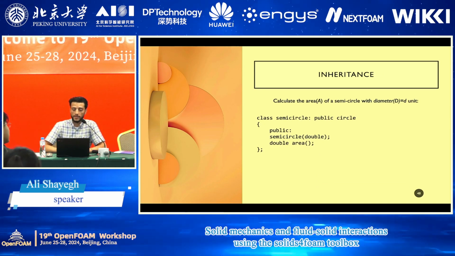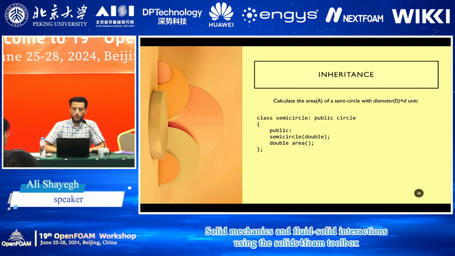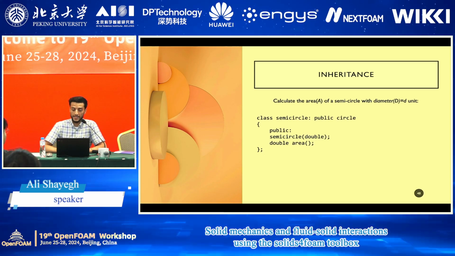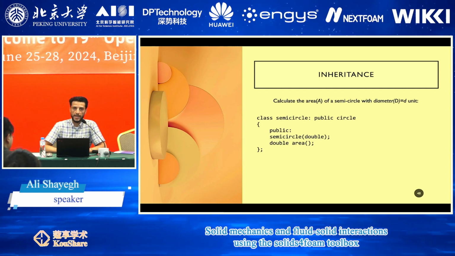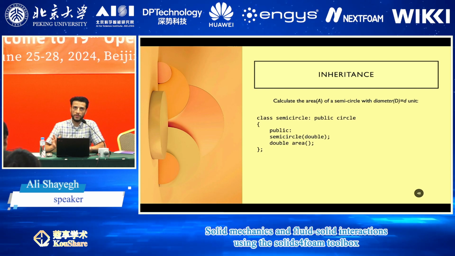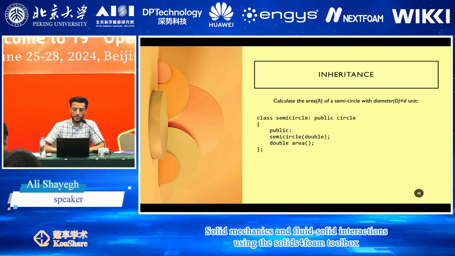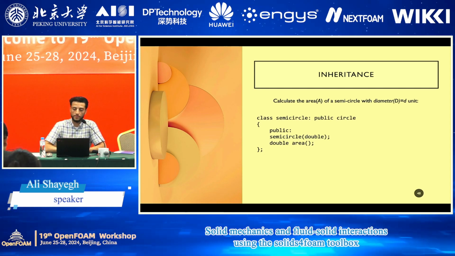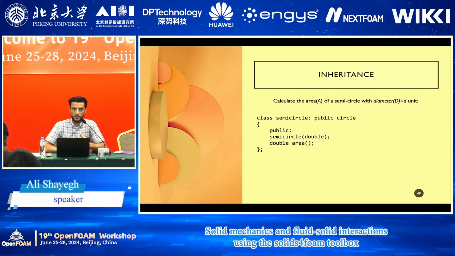So assume that semicircles, we are familiar with the idea of class. Now all possible semicircles actually have common data and attributes with circles. All of the semicircles can have diameter, can have perimeter, can have different color, but at the same time they are no longer circles, they are semicircles.